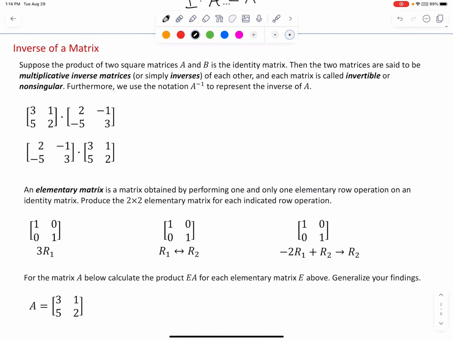Suppose the product of two square matrices A and B is the identity matrix. Then the two matrices are said to be multiplicative inverse matrices of each other, or we can simply say inverses of each other. And each matrix is called invertible or non-singular. Furthermore, we use the notation A raised to the minus 1 to represent the inverse of A.